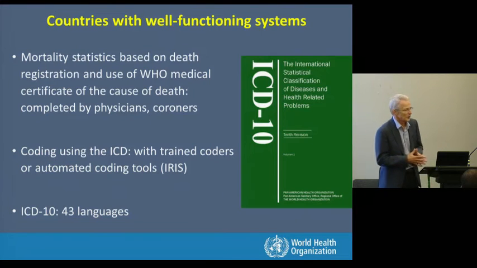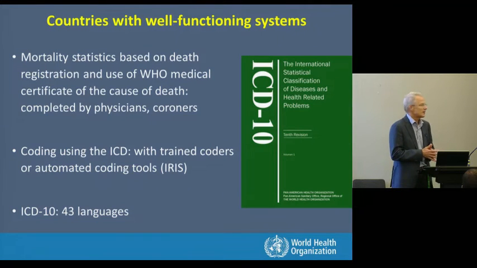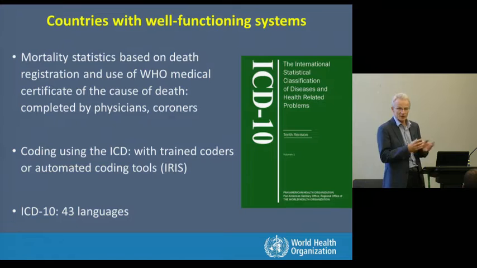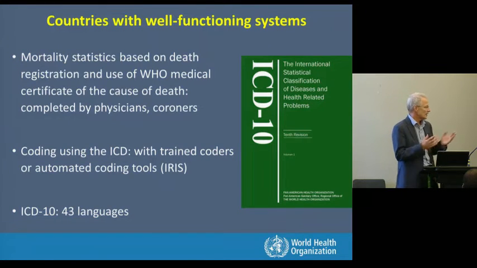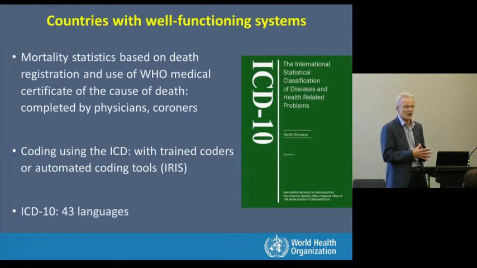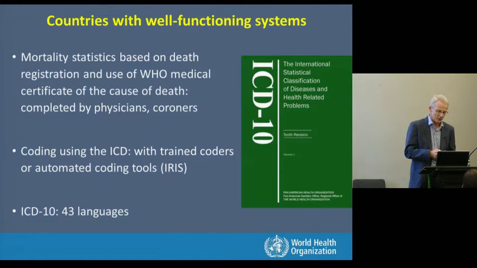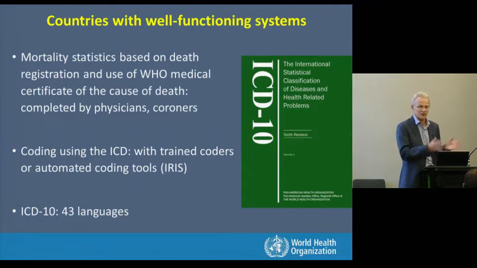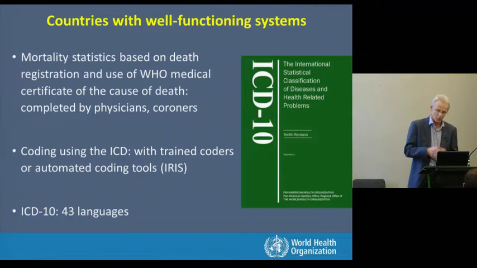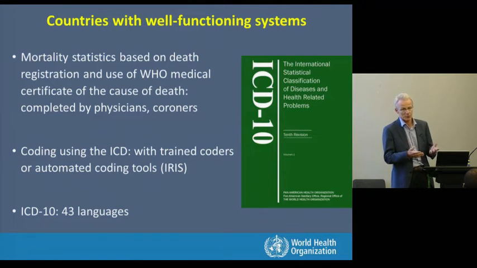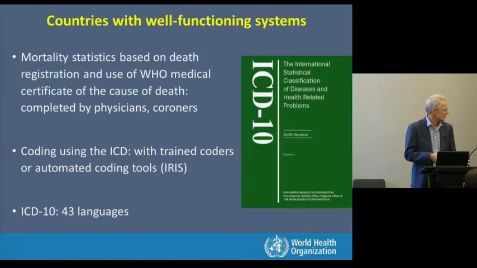So in countries with well-functioning systems, mortality statistics based on death registration and using the WHO medical certificate of the cause of death that's completed by physicians or coroners is the standard. And coding is done by trained coders or with automated coding tools such as IRIS. The ICD 10th revision has now been translated into 43 languages and is used for many other things, not just for mortality, also for morbidity, for health financing like reimbursement through insurance, etc.